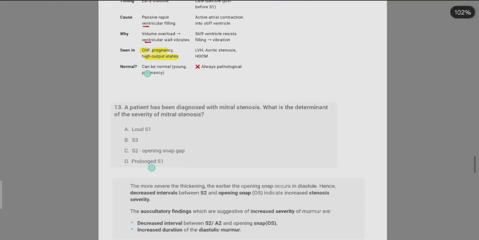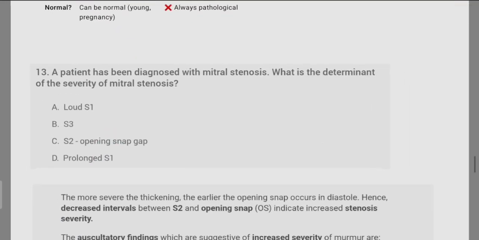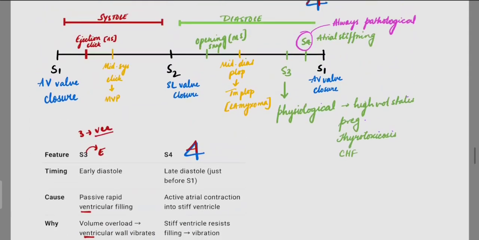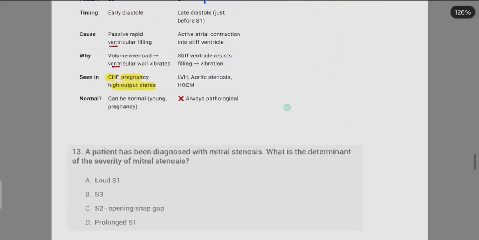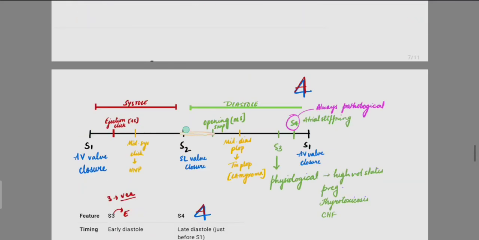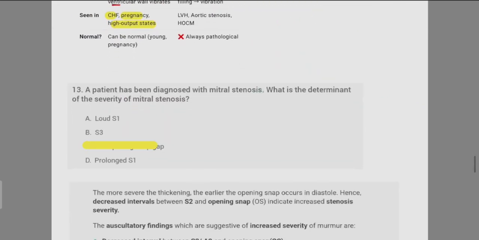All right, moving on. This was the question. A patient has been diagnosed with mitral stenosis, and what is the determinant of the severity of the mitral stenosis? Opening snap. So that tells the gap between the S2 and the opening snap. If the gap between the S2 and opening snap is less, it is more severe. So this is the answer, S2 and opening snap.